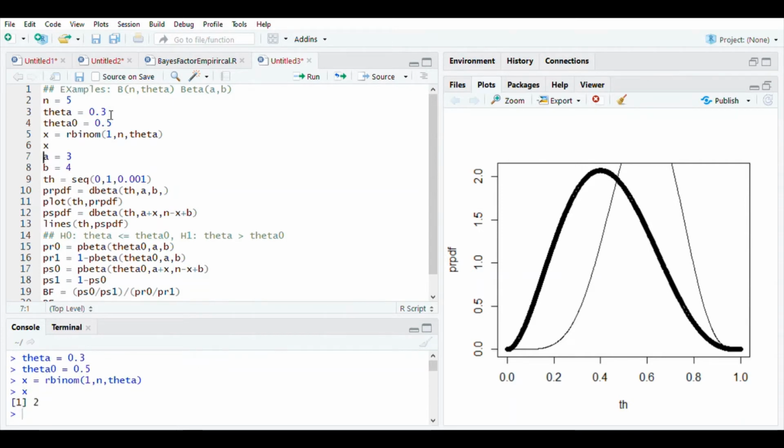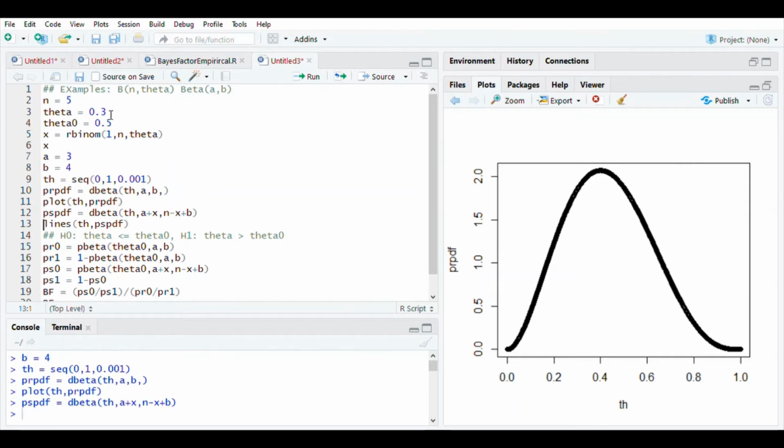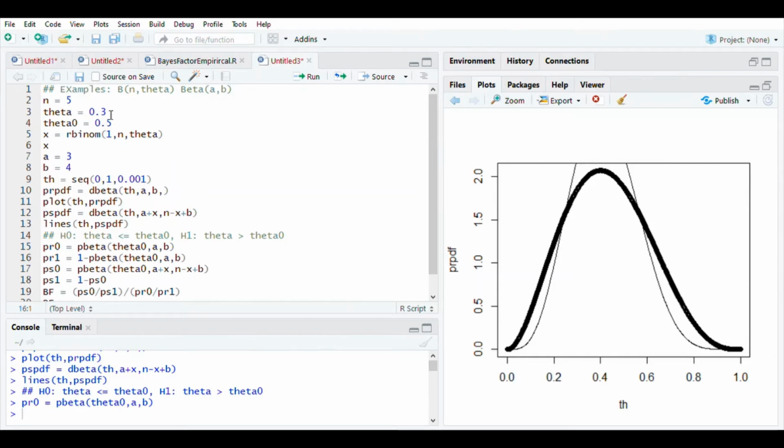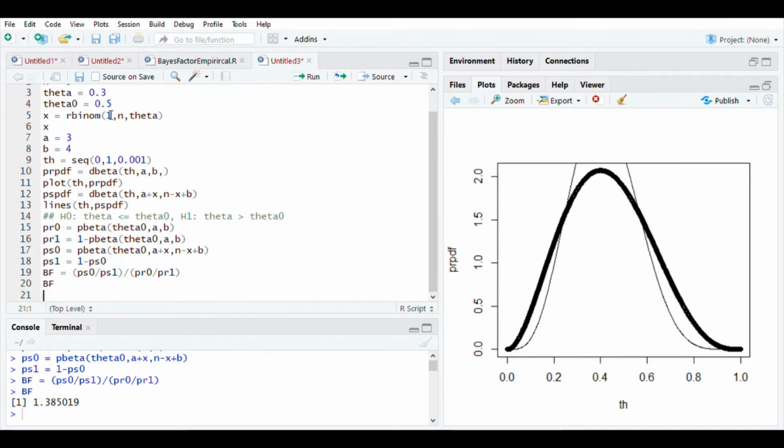So now X is only 2. Now the prior and other stuff I have not changed. You might notice the change in the posterior distribution plot. Now the mode has shifted towards the left. So look at the Bayes factor. Yes, it has slightly increased but not drastically increased, but yes, it is larger than 1.